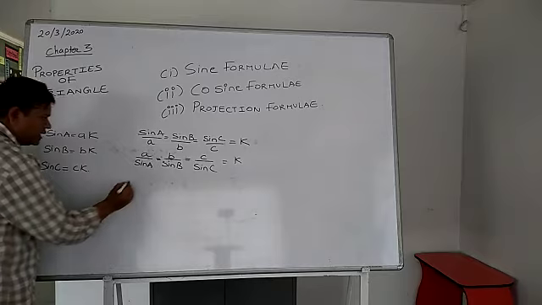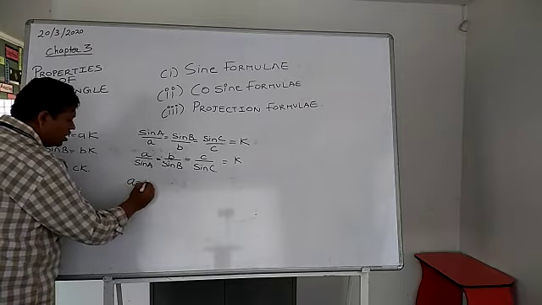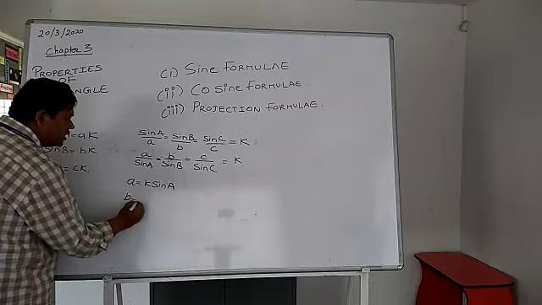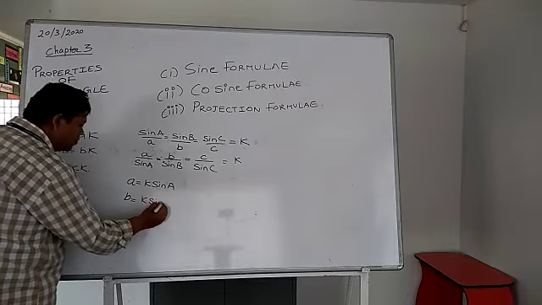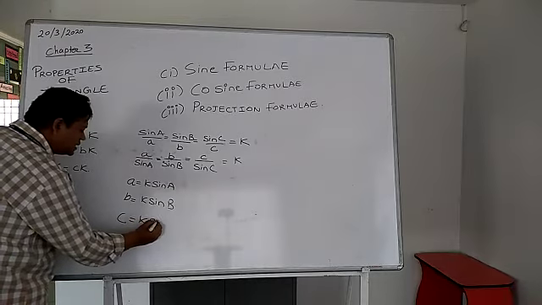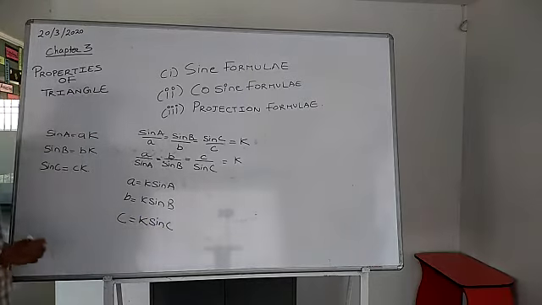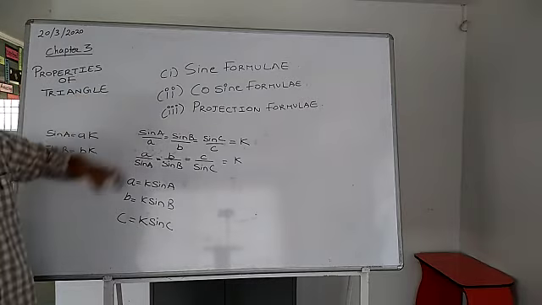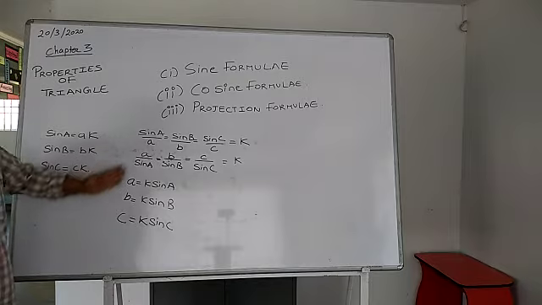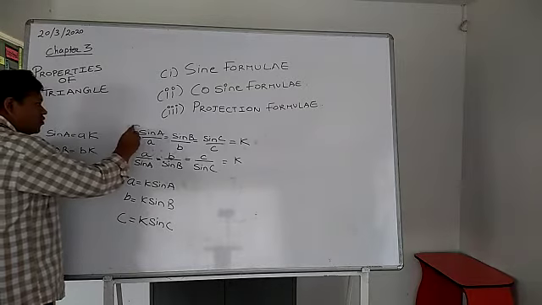Similarly, it can be written like this: a is equal to k sin A, b is equal to k sin B, c is equal to k sin C. So this is the first formula, the sine formula, whose derivation has already been explained, and the formula is again written in front of you.